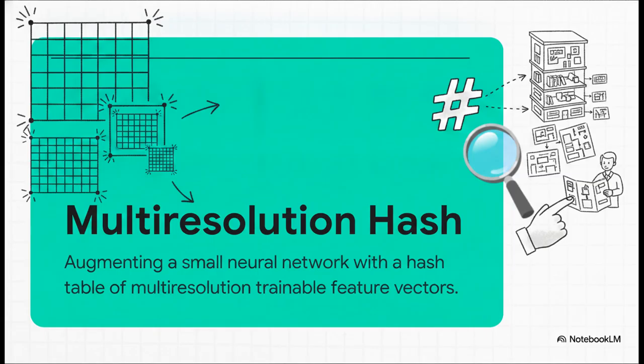Instead of forcing a massive neural network to memorize the entire 3D scene in its weights, the authors offload the vast majority of that information into a highly efficient data structure, a hash table. But it's not just one hash table, it's a multi-resolution structure.